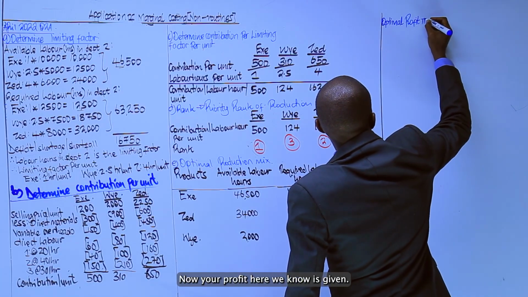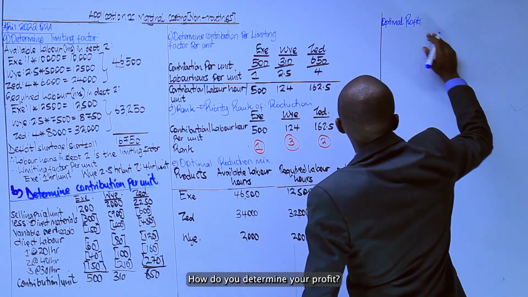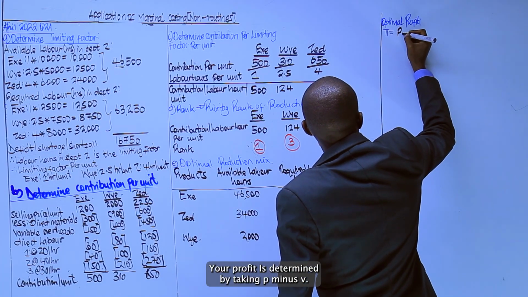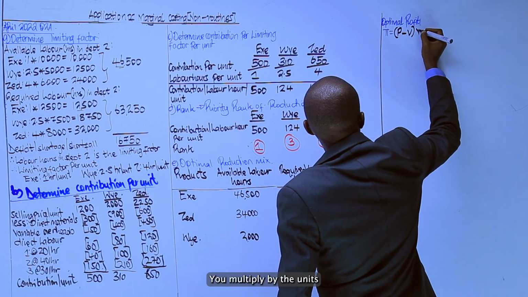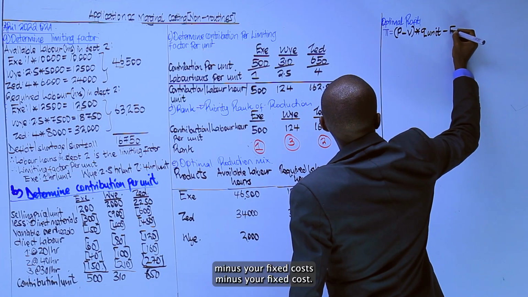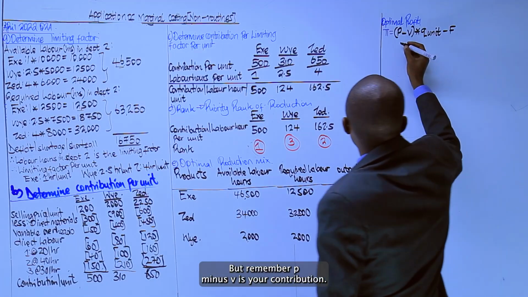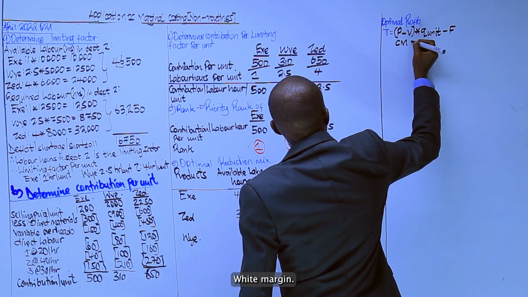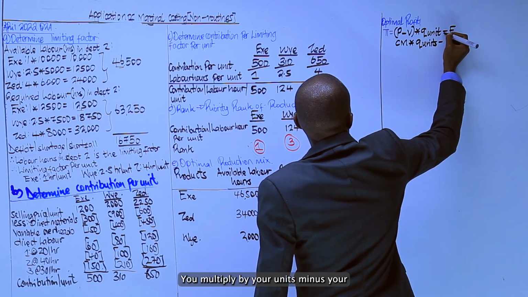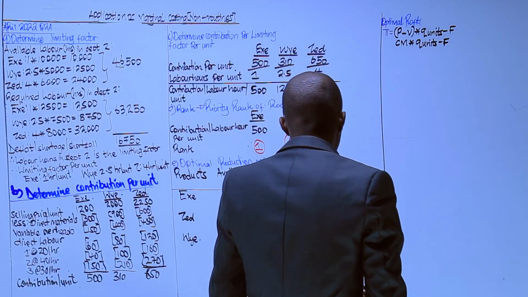Now, your profit here, we know, is given how? How do you determine your profit? Your profit is determined by taking P minus V, you multiply by the units, minus your fixed costs. But remember, P minus V is your contribution margin. You multiply by your units, minus your fixed cost.